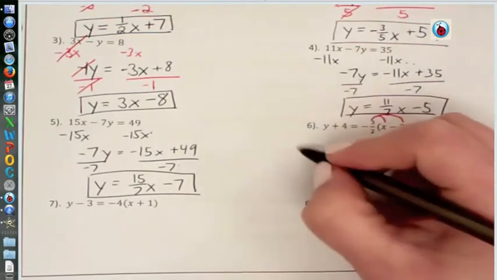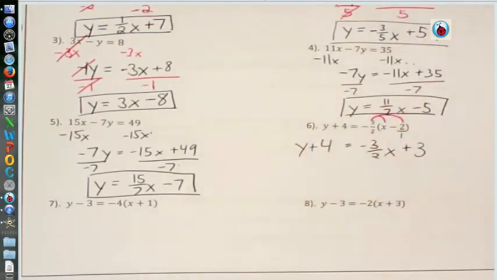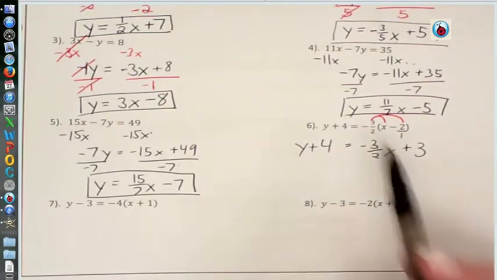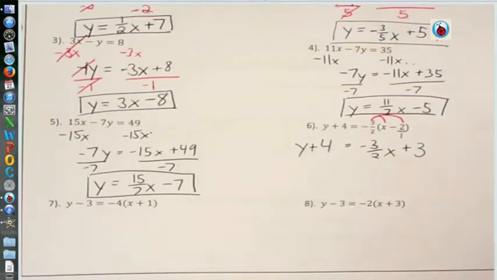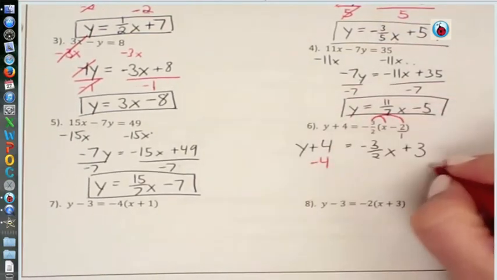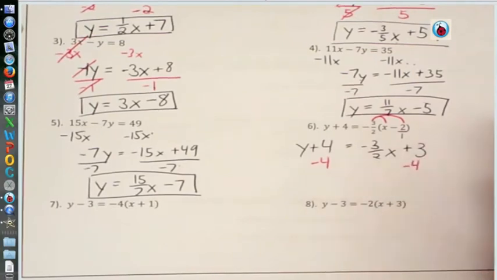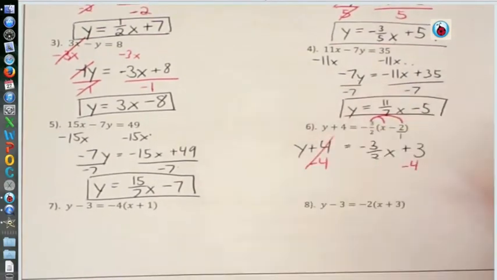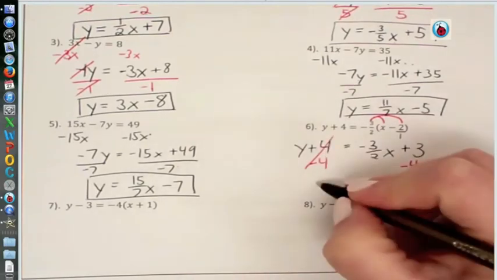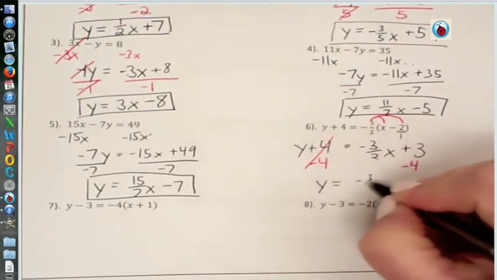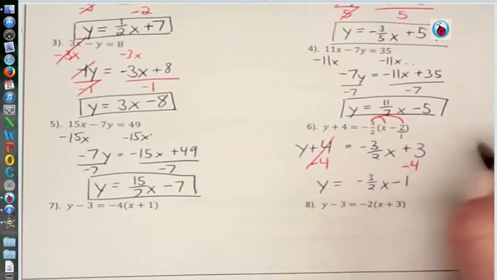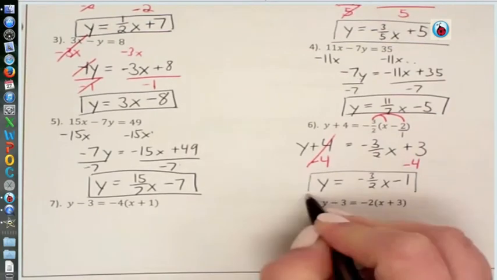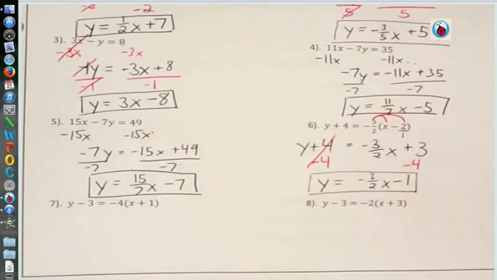On the left side, we still have y plus 4. We haven't done anything with that yet. That will be our next step, though. Once we've distributed and gotten rid of the parentheses, we want to get y by itself. So to do that, I'm going to subtract 4 from both sides. So I'm going to subtract 4 from 3. Those will cancel. And I get y equals negative 3/2 x, positive 3 minus 4 is minus 1. There's my equation in y equals mx plus b form.